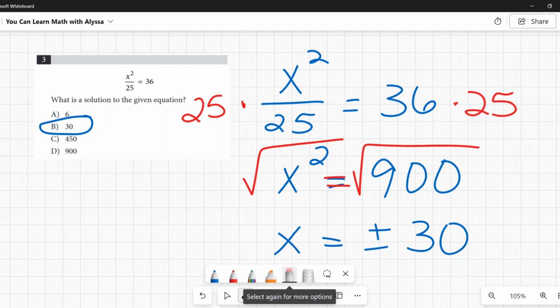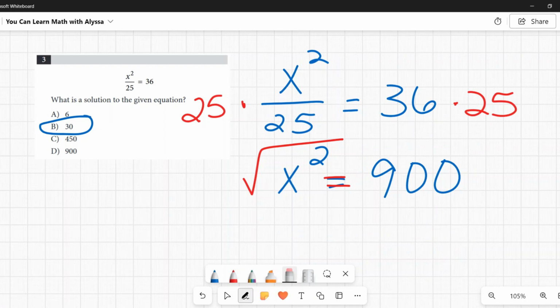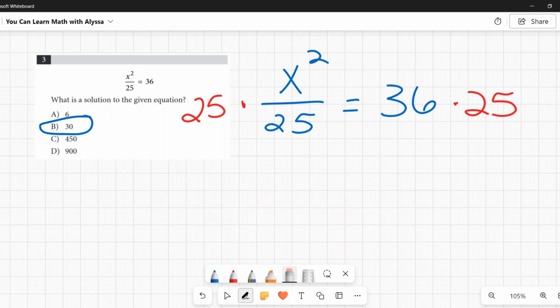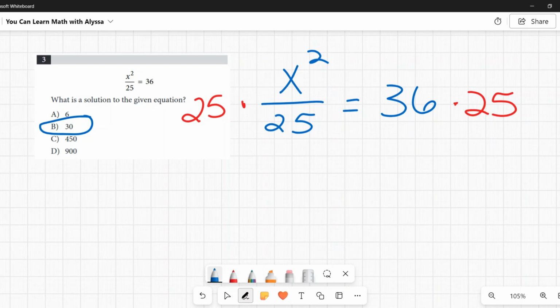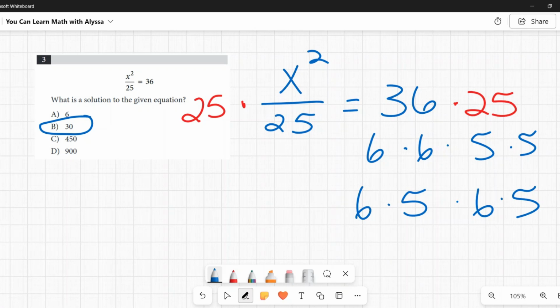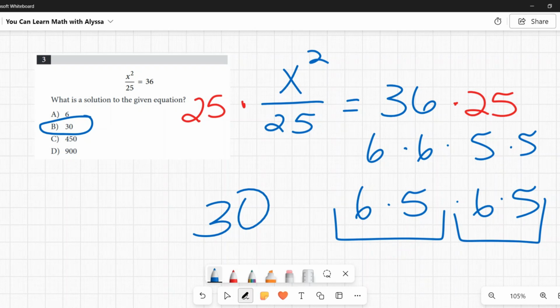My little shortcut right here, and again, this is just how my weird little math brain works, is that when I get to this point, I know I'm going to have to take the square root in the next step, and I go, hey, 36 and 25 are both perfect squares. 36 is 6 times 6. 25 is 5 times 5. I could reorder that to be 6 times 5 times 6 times 5. Hey, look, that's going to be a perfect square. 6 times 5 is 30.